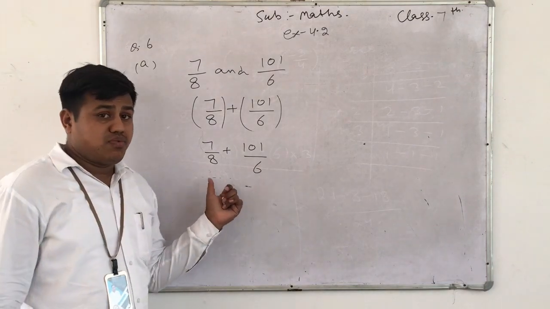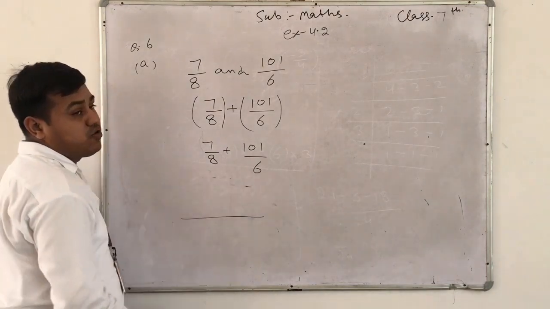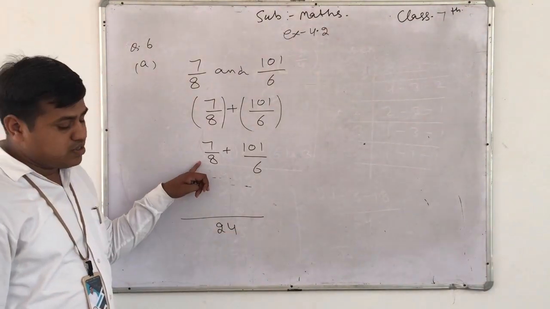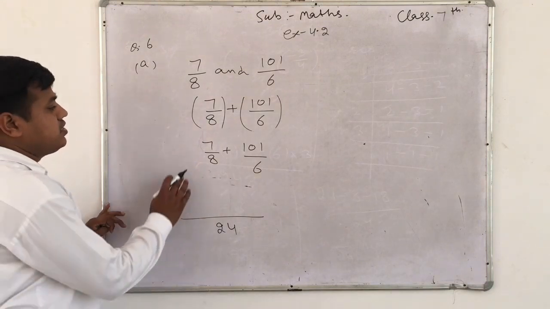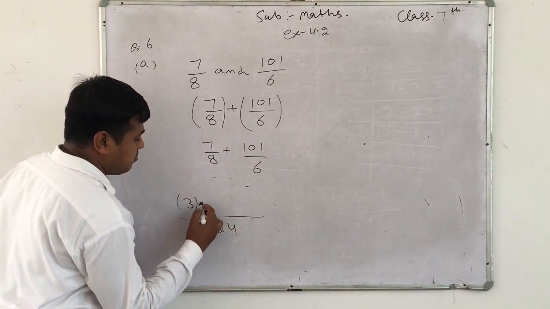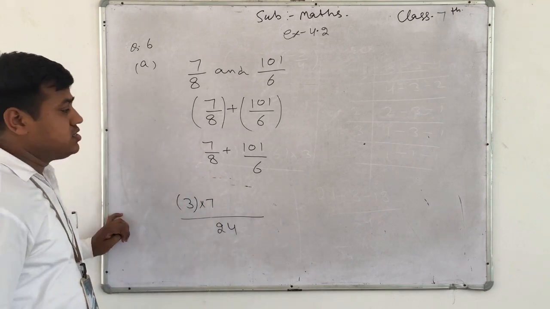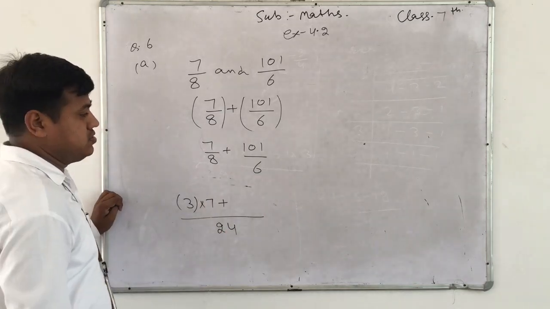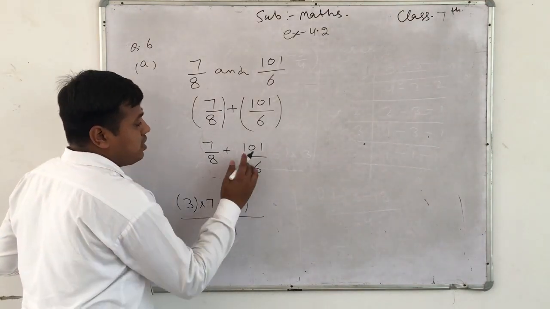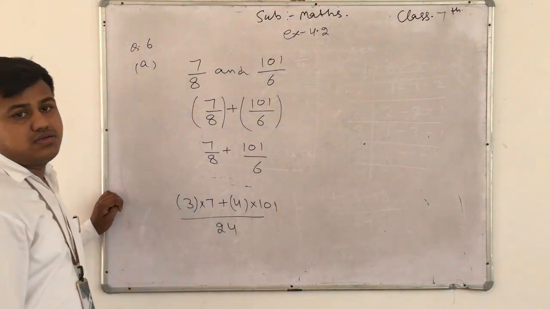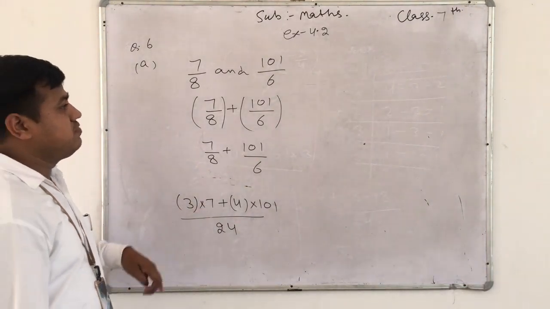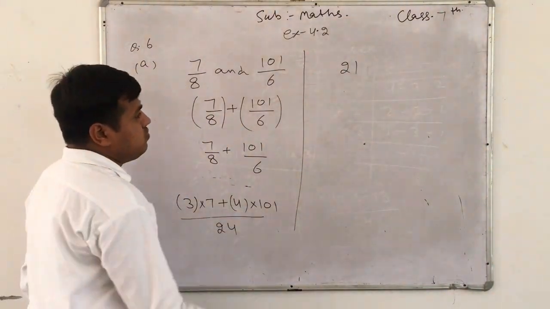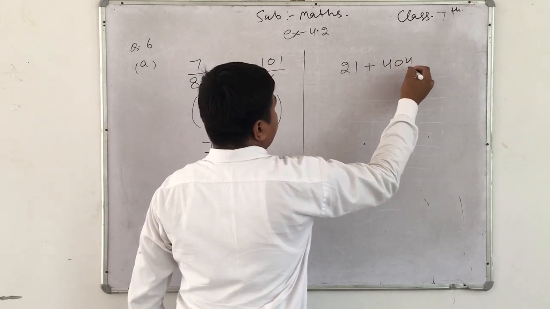So the LCM of 8 and 6 is 24. What procedure do we follow? 24 divided by 8 we get 3, and 3 multiplies with the numerator, which is 7. Then the sign of plus, 24 divided by 6 we get 4, and 4 multiplies with 101. 3 sevens are 21. 4 multiplied by 101 we will get 404.